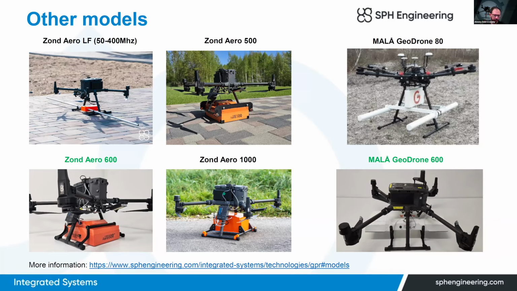Next GPR system is Zond Aero 500. It is the only system which is certified in the United States and Canada by FCC and Industry Canada. That's the only existing GPR system on the market which can be legally used in the United States and Canada without special permissions or exceptions.